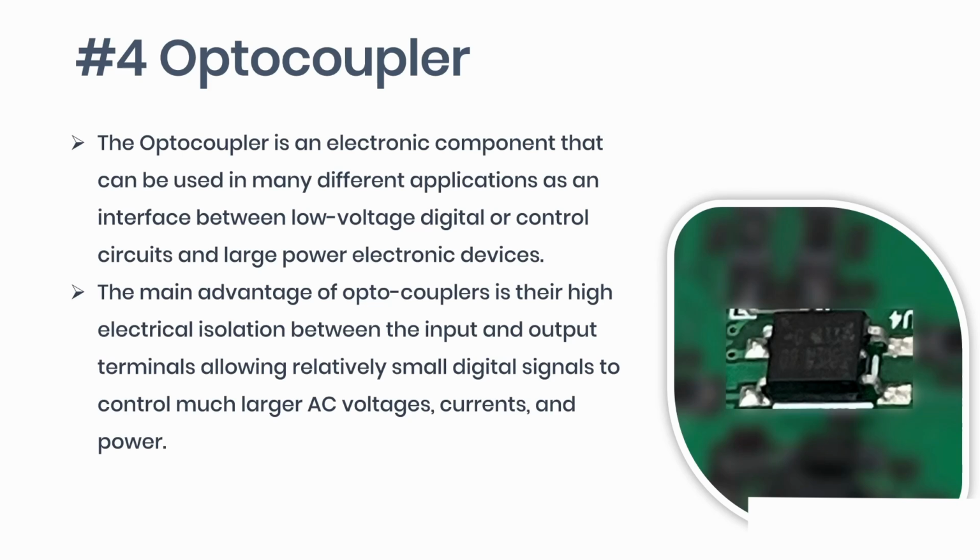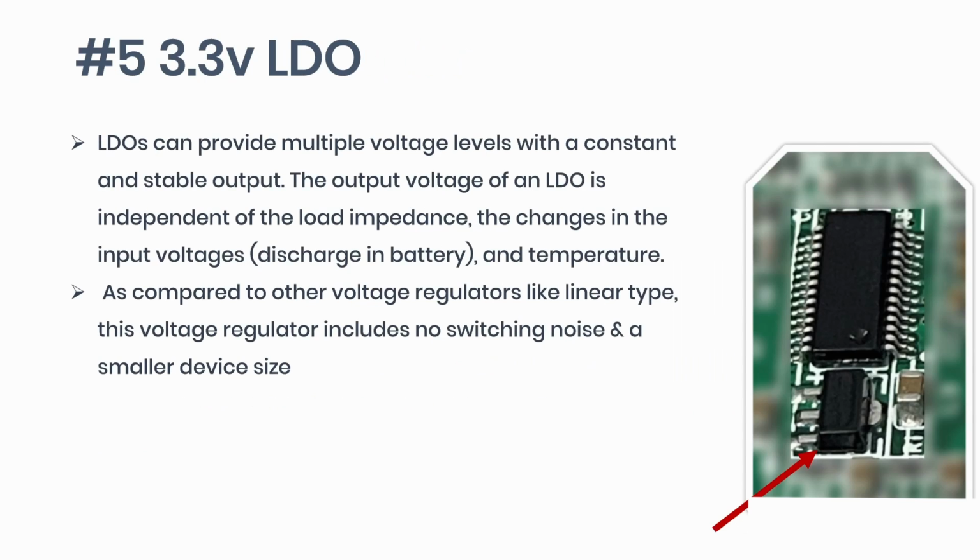And then we also have an optocoupler. In this one, it's used mainly for low voltage control of circuits. The main advantage is that they have extremely high electrical isolation, as you'll be using light to control AC voltages, currents, and power.